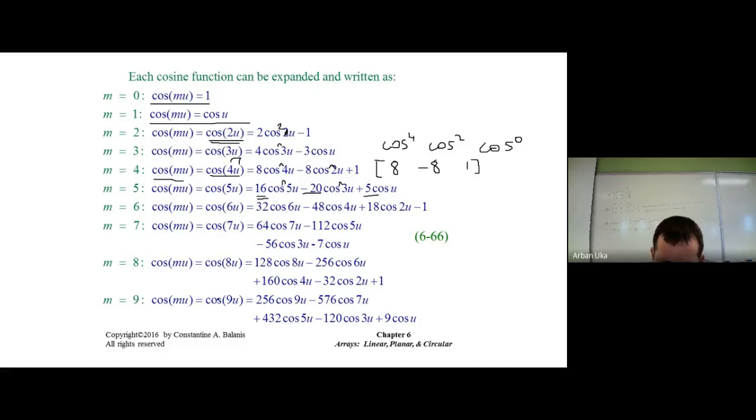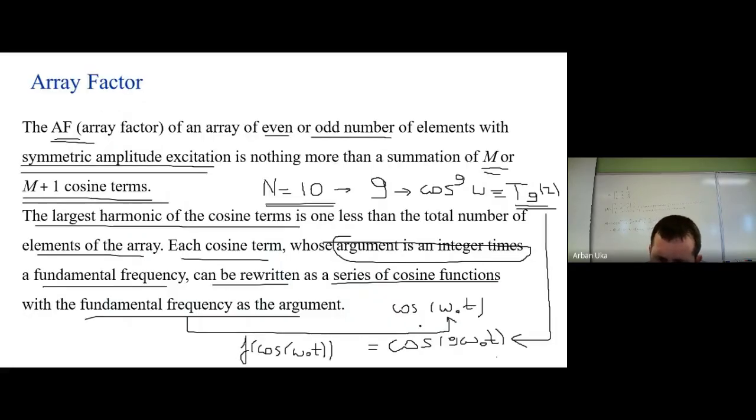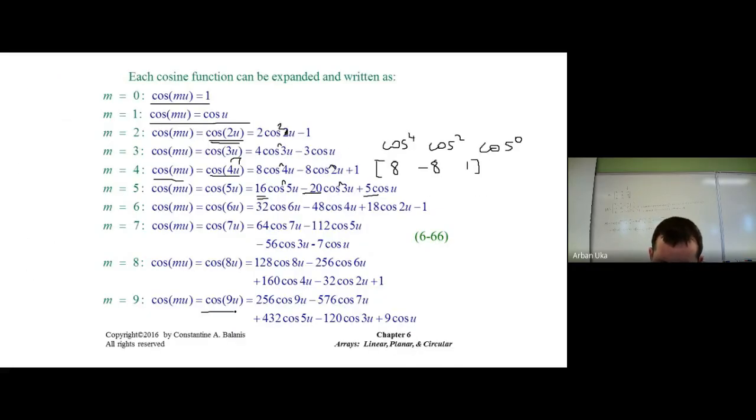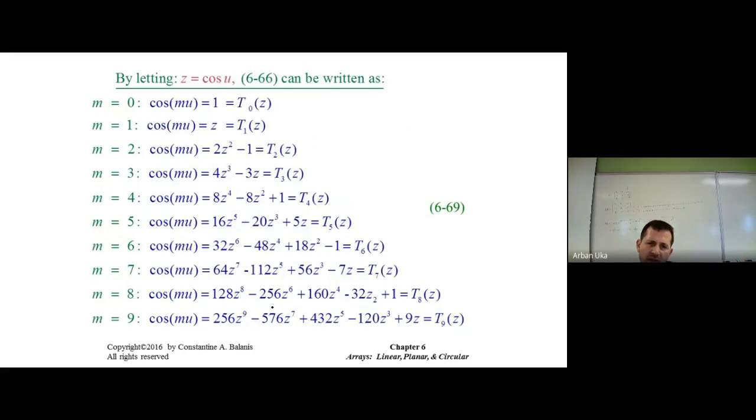So what we tried to describe in the previous slide was that the highest frequency term, cosine 9u, can be described as 256 cosine u to the power 9, minus 576 cosine to the power 7 u, and so on. Now these coefficients, which we care a lot about, we said a few minutes ago, are going to be comparable to the binomial distribution. But let's move ahead again here.